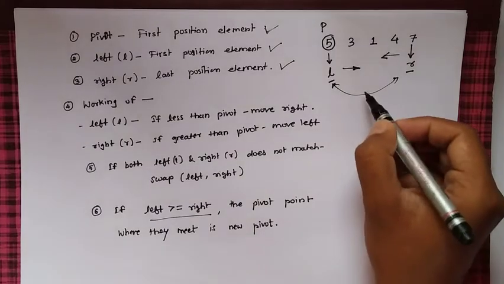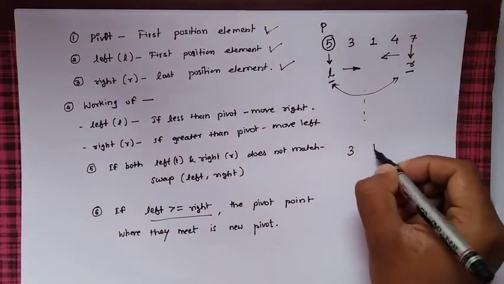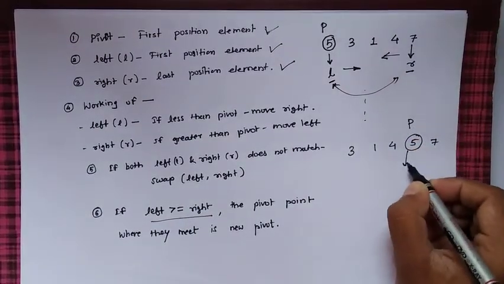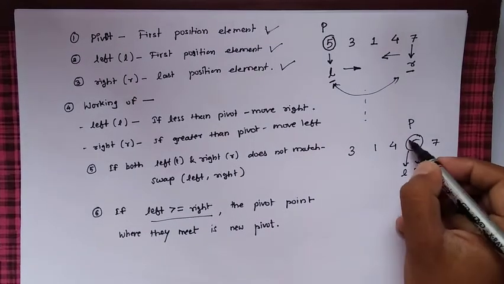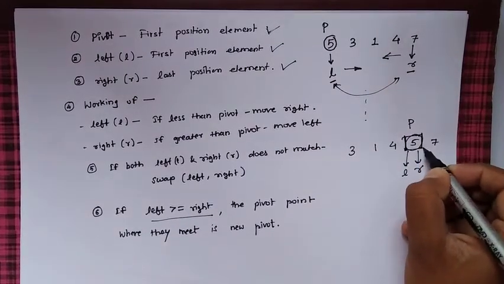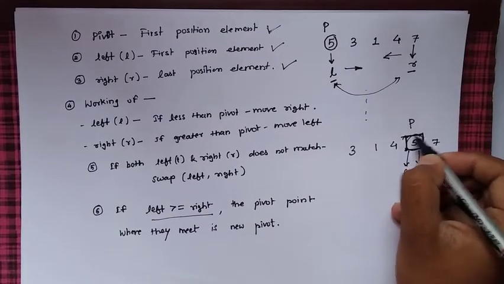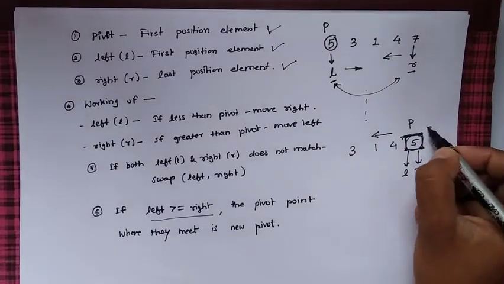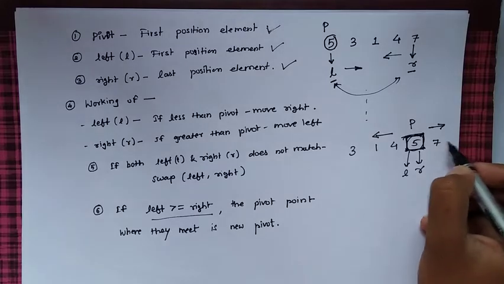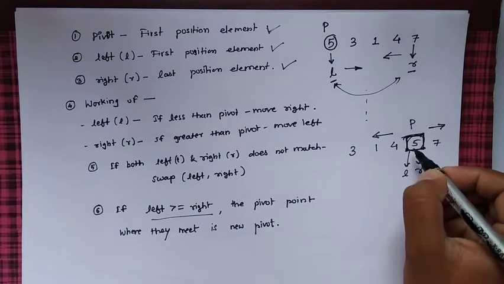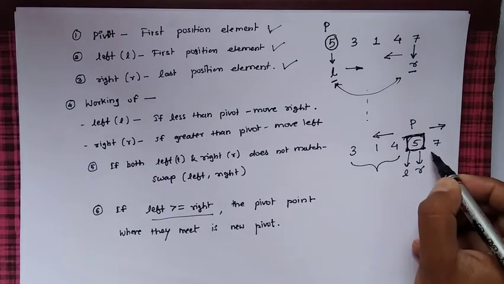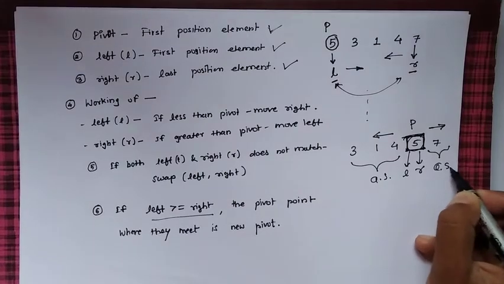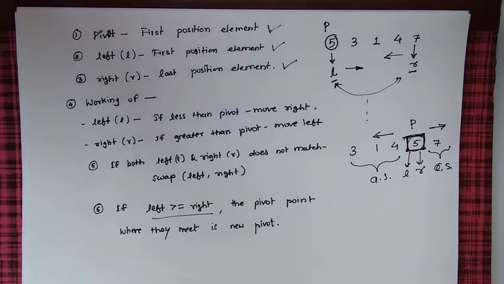Consider that after solving this, you get 3, 1, 4, 5, 7, and this is the pivot. Here, when left and right meet, this particular position is the sorted position. So this is the pivot, and on the left side of the pivot we have the smaller elements, and on the right side we have the larger elements. In that case, we again need to apply quicksort on the left subarray as well as on the right subarray. That is how the quicksort algorithm works.